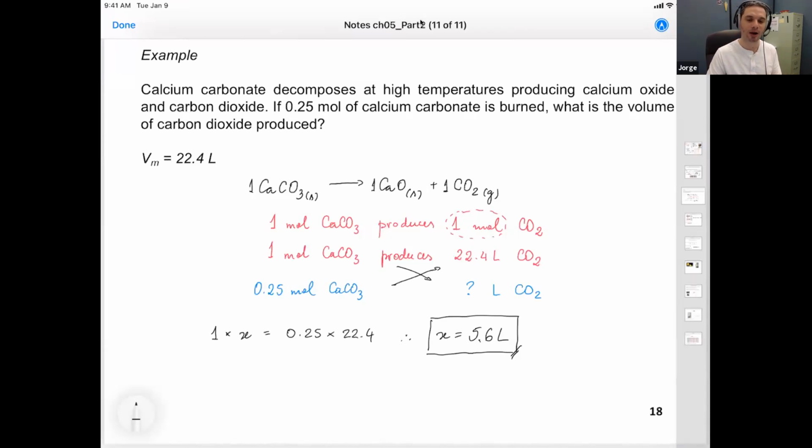And that's how you use the molar volume to predict the amount of gas produced, and you can also use it to predict the amount of gas consumed in a chemical reaction.